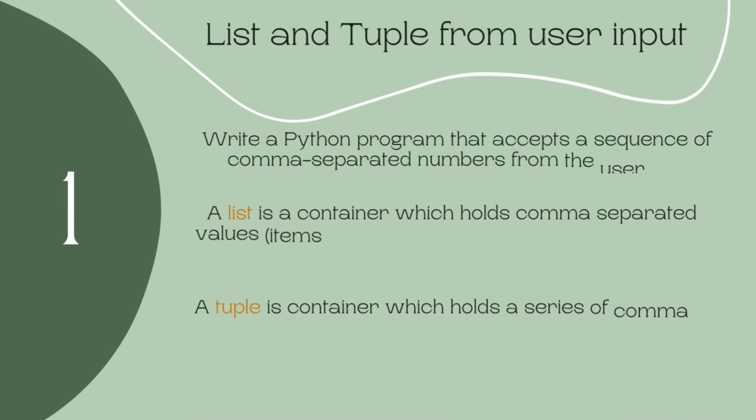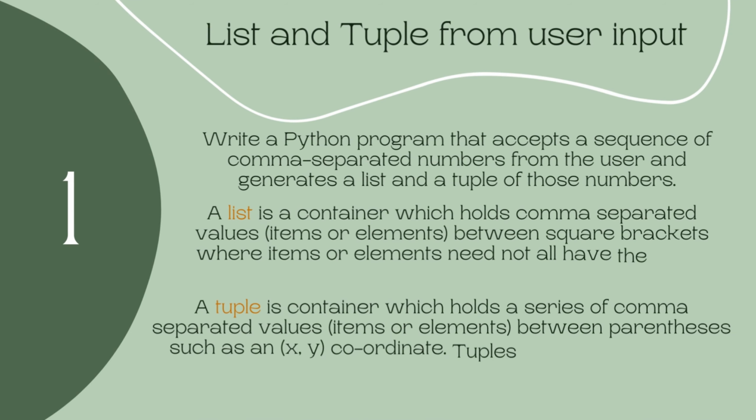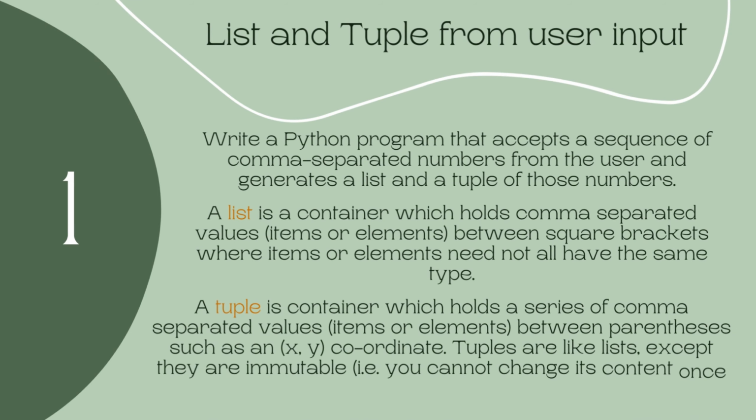List and tuple from user input. Write a Python program that accepts a sequence of comma-separated numbers from the user and generates a list and a tuple of those numbers. A list is a container which holds comma-separated values, items or elements, between square brackets where items or elements need not all have the same type.